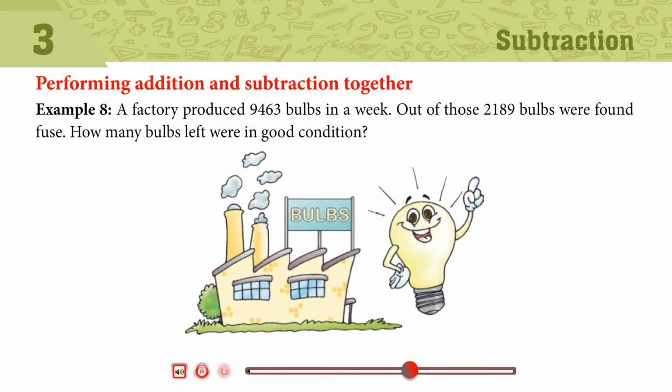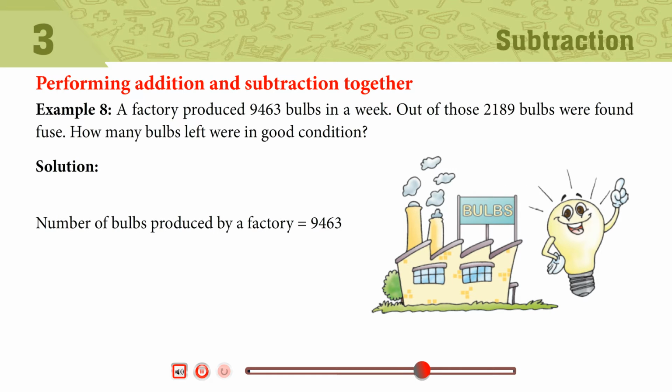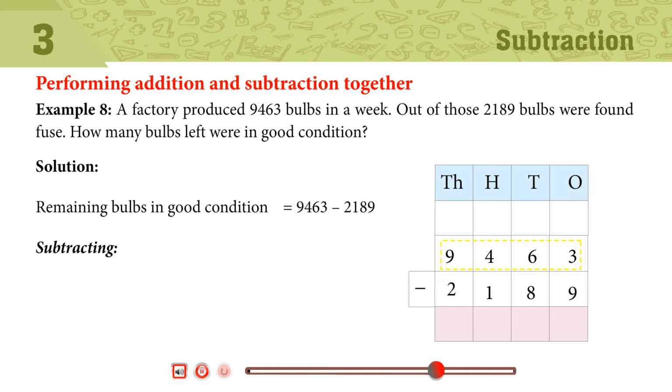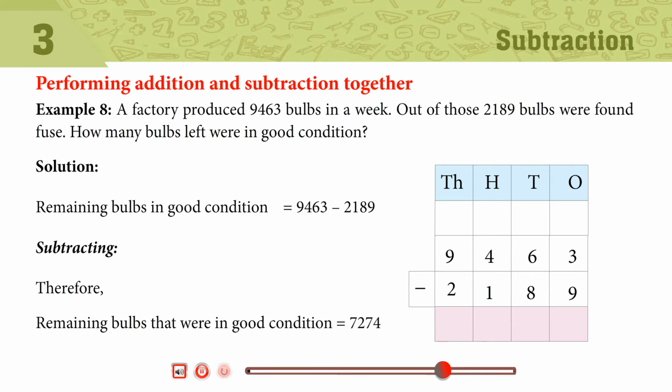Example 8. A factory produced 9,463 bulbs in a week. Out of those, 2,189 bulbs were found fused. How many bulbs were left in good condition? Solution. Number of bulbs produced by a factory is equal to 9,463. Number of fused bulbs is equal to 2,189. Remaining bulbs in good condition is equal to 9,463 minus 2,189. Subtracting, 9,463 minus 2,189 is equal to 7,274. Therefore, remaining bulbs that were in good condition is equal to 7,274.